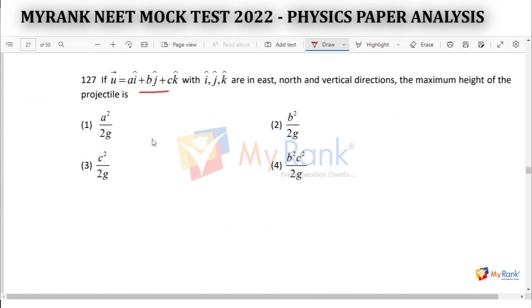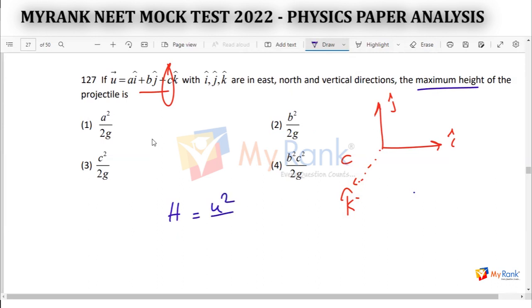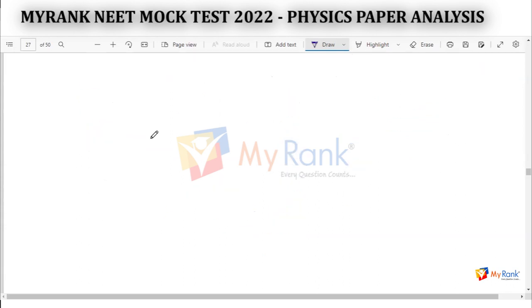You are given A i plus B j plus C k, where i, j, k are the east, north, vertical directions. East, north, vertical means upwards. You just imagine, students, k. In that direction, C is there. C cap is acting, C is acting in this direction. Right? Now, what we have to answer? The maximum height of the projectile is, maximum height is nothing but uy square by 2g, students, maximum height case. So uy is nothing but C only here, so C square by 2g. Third is the correct answer, students.